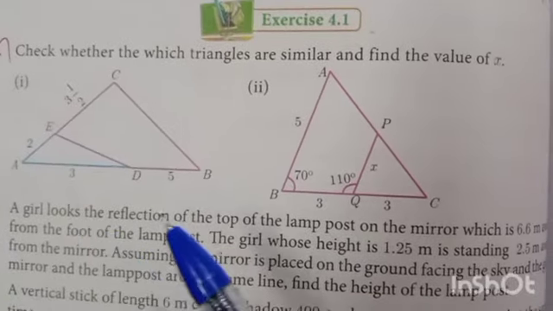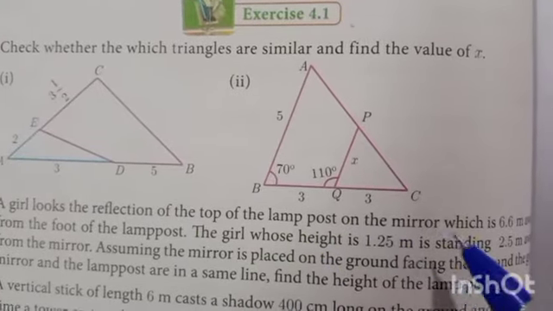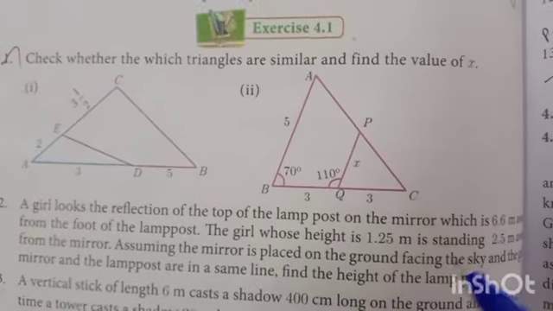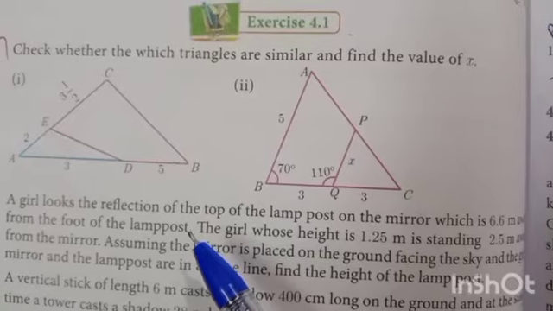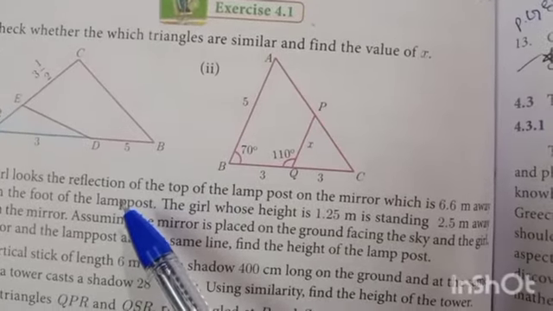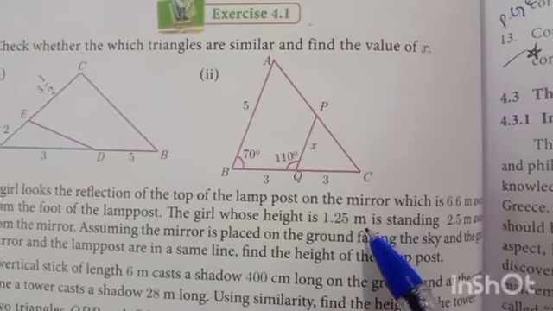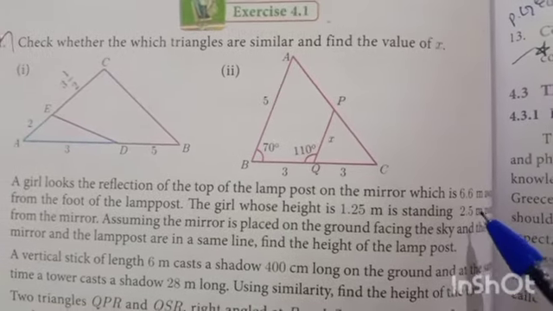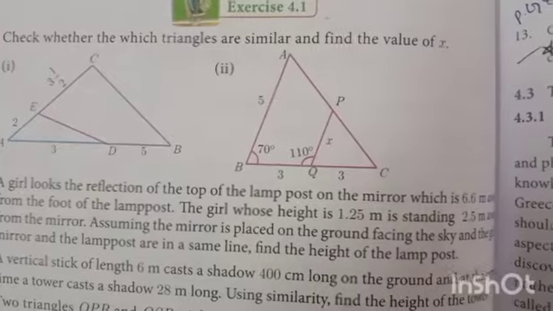Okay, a girl looks at the reflection of the top of the lamp post in the mirror, which is 6.6 meters away from the foot of the lamp post. Okay, students, so that is 6.6 meters. The girl's height is 1.25 meters. The distance between the lamp post and the girl is 2.5 meters. We want to find the height of the lamp post.